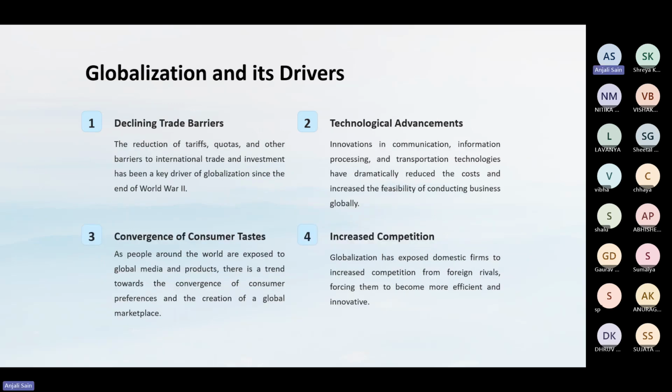Then what could be the possible drivers of globalization? How is globalization mainly affected or how can it be increased? First is the declining trade barriers. जैसे जैसे हमारे trade barriers कम होंगे, till now anyone has any doubt?